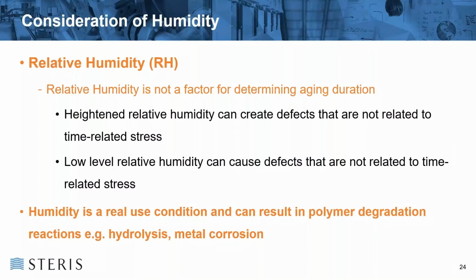But heightened relative humidity can create defects that are not related to real-time stress. And low-level relative humidity can cause defects that are not related to real-time stress as well. So humidity is a real use condition, and it can result in degradation of polymers, hydrolysis, corrosion of metal materials. And so it definitely needs to be considered in your accelerated aging.